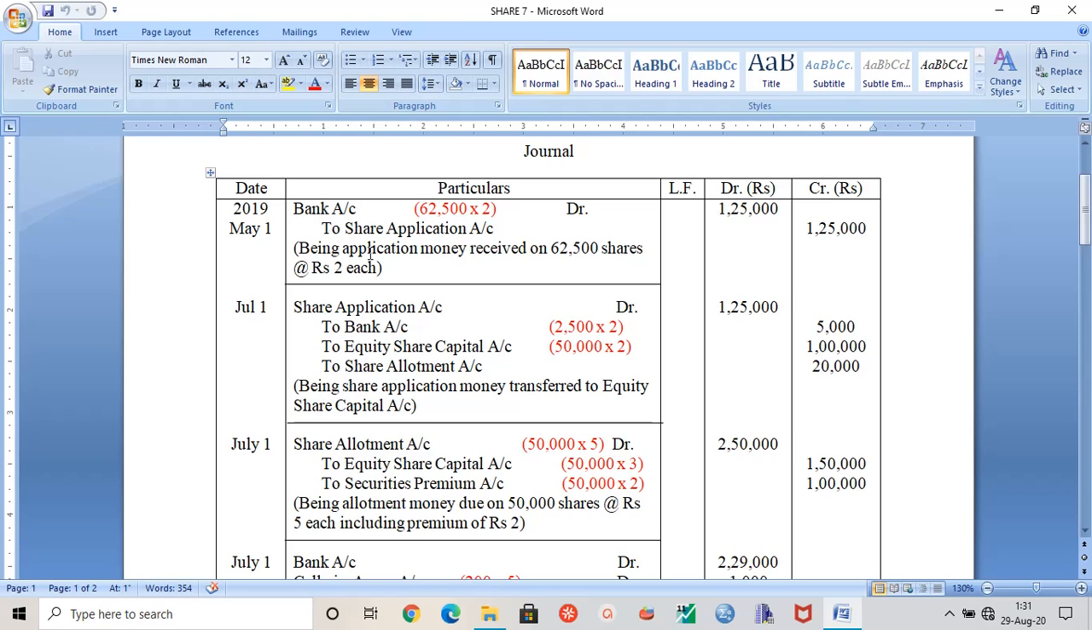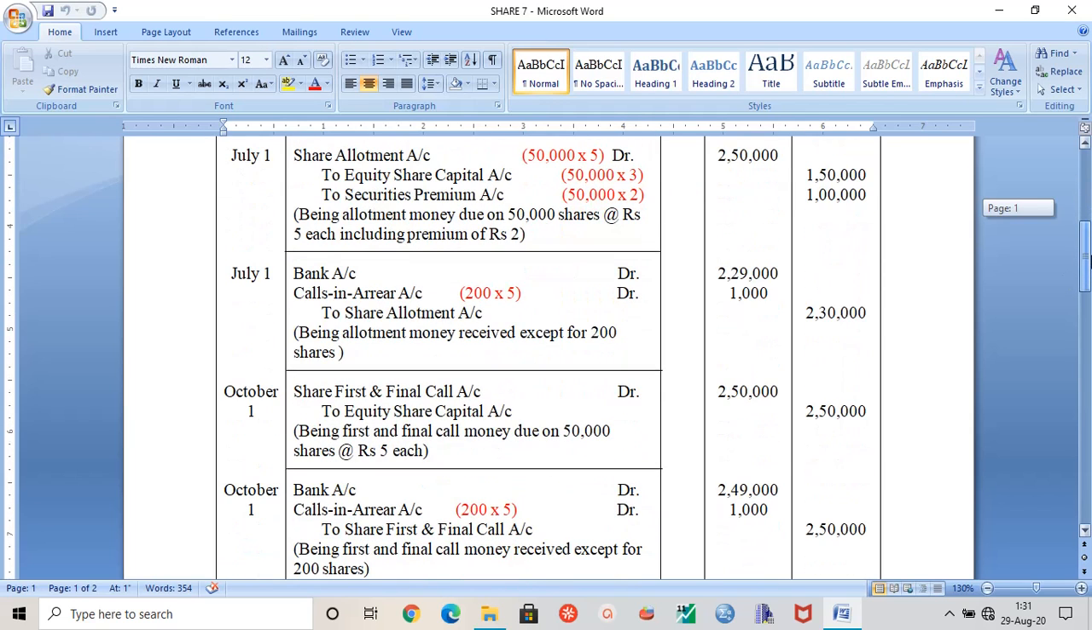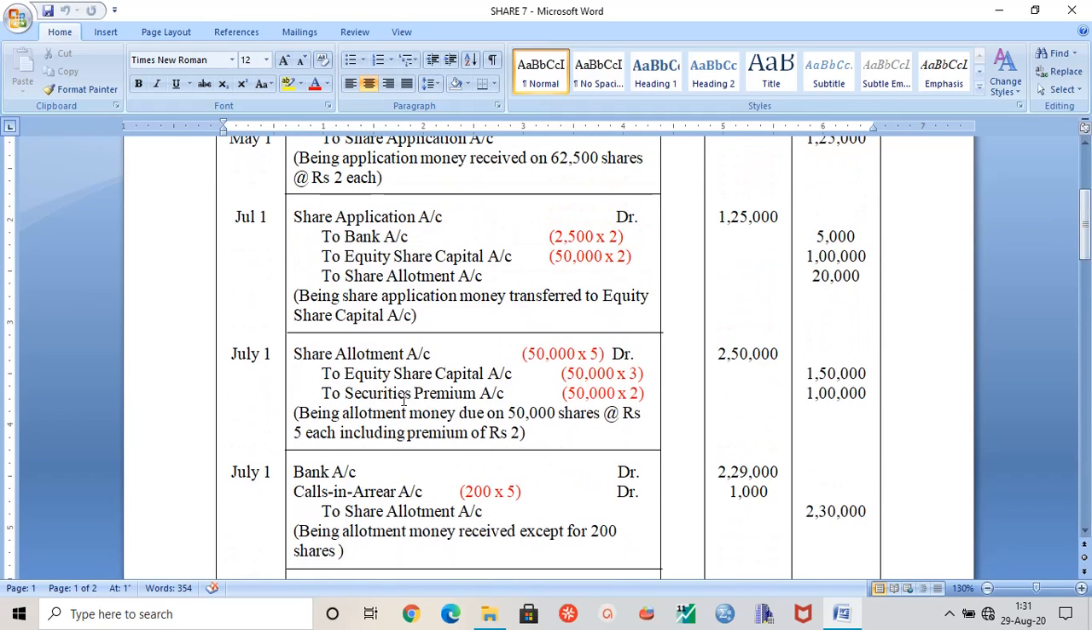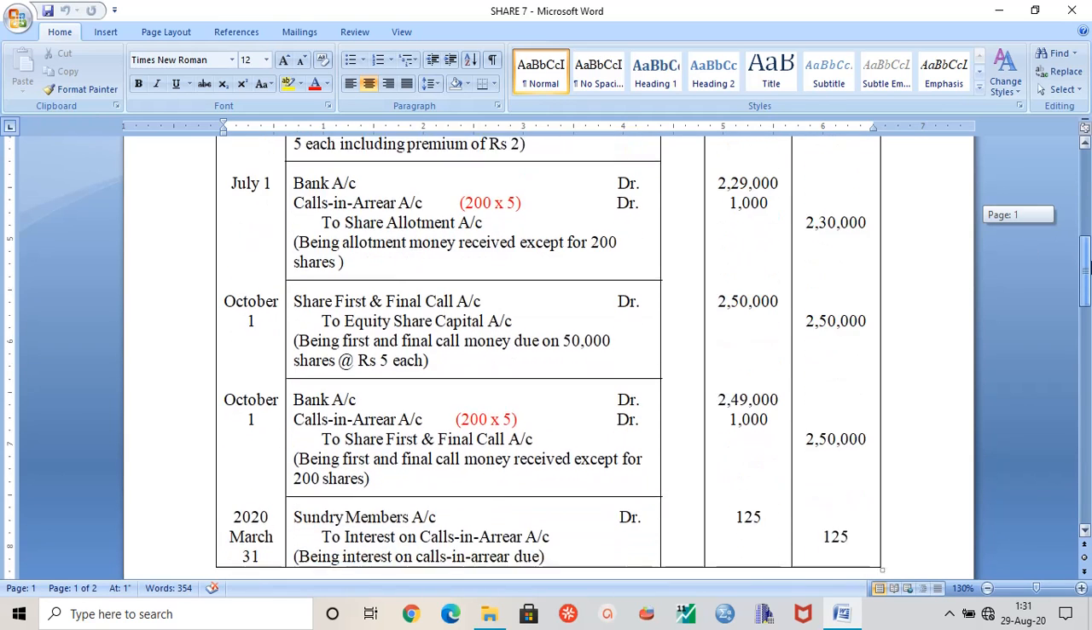And when you have to transfer this application money to equity share capital, it will be transferred when you have to make the allotment call. When the allotment money will be due, that day that application money will be transferred. So you have to use that particular date. So July 1 will be followed, and it will be assumed that the money will be received on the same day also. It is just an assumption.